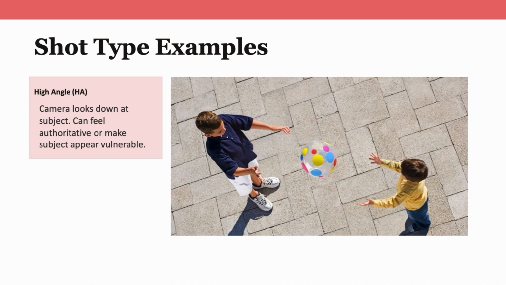Last is high angle shots. These are looking down on the subject. They create either vulnerability or authority. In this example, it creates vulnerability by the viewer watching kids play a simple game of ball.